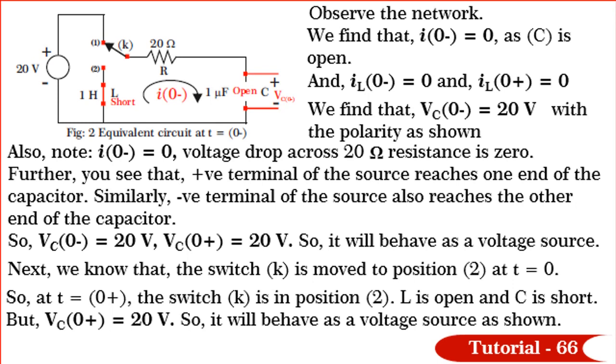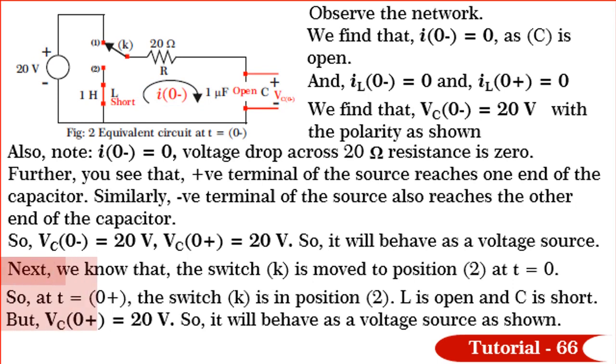Then, how will you substantiate that VC(0-) is equal to 20 volts? Observe that the positive terminal of the 20 volt source reaches one end of the capacitance. Similarly, the negative terminal of the source also reaches the other end of the capacitance. So, VC(0-) is equal to 20 volts and VC(0+) also is equal to 20 volts. So, it will behave as a voltage source. But we want to find I(0+).